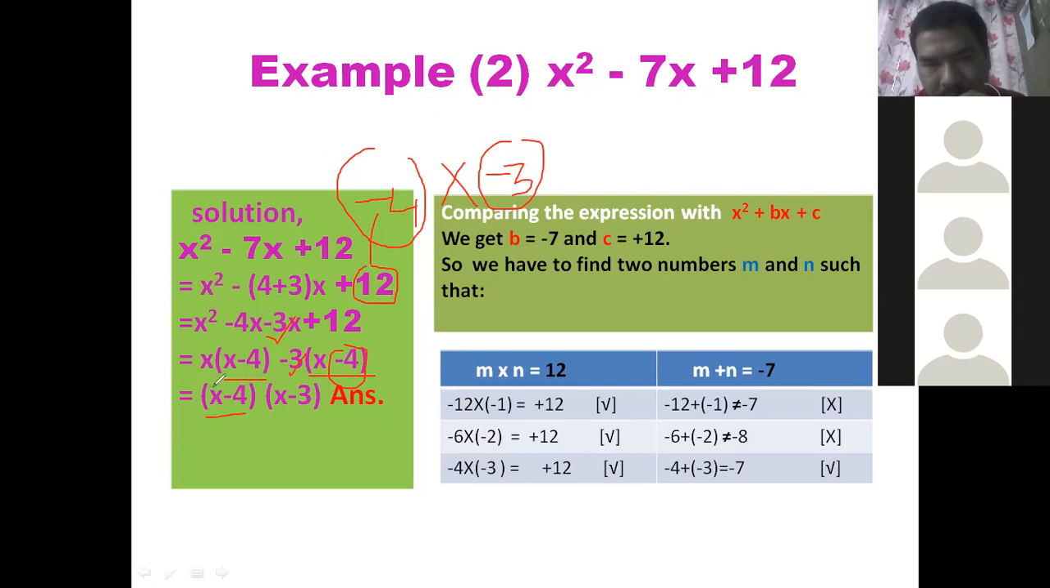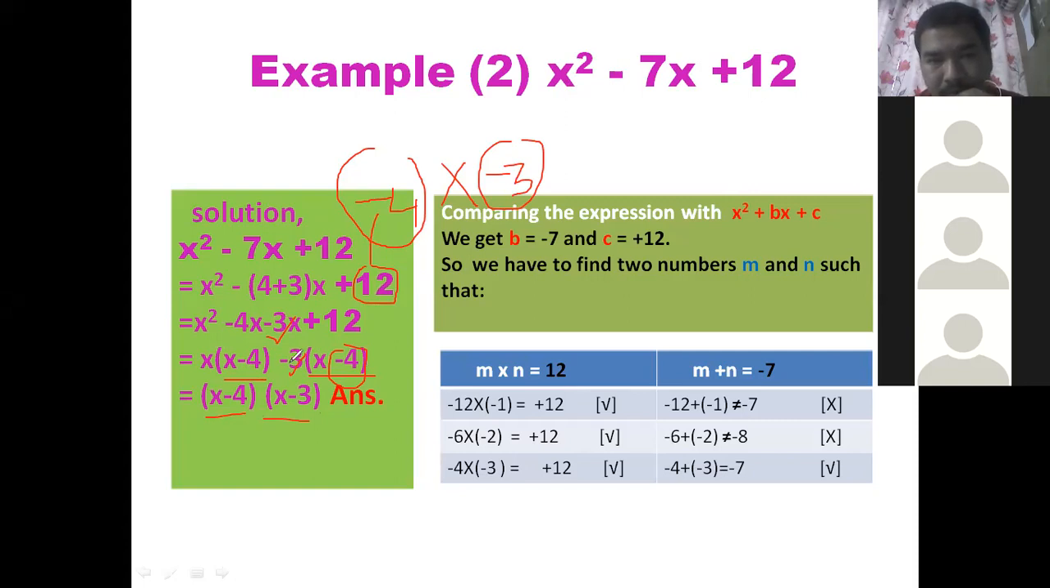X minus 4. If you take x minus 4 common, then what is remaining in the bracket? X minus 3. These two are the factors of this question. Understood, children? So 12 can also be expressed in positive 4 and positive 3. Nebisa, can you repeat that again?